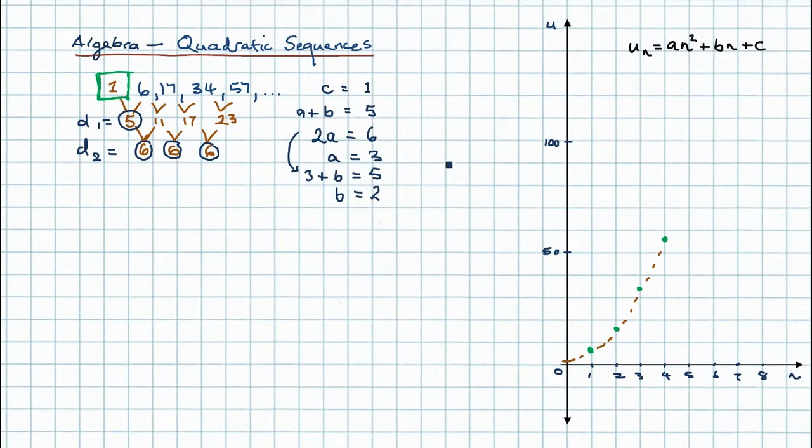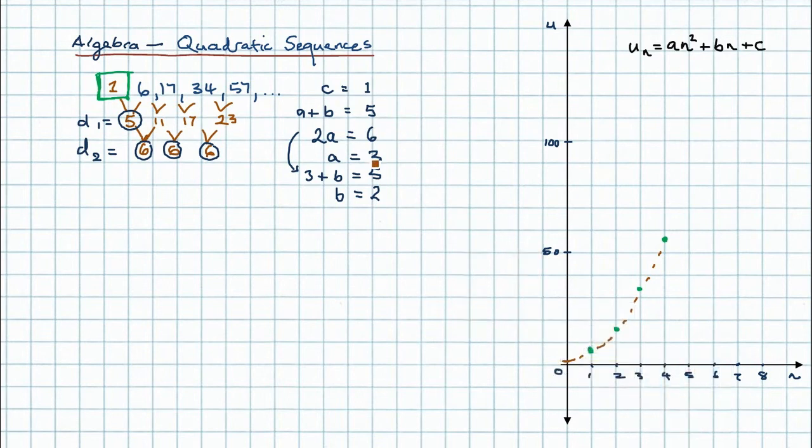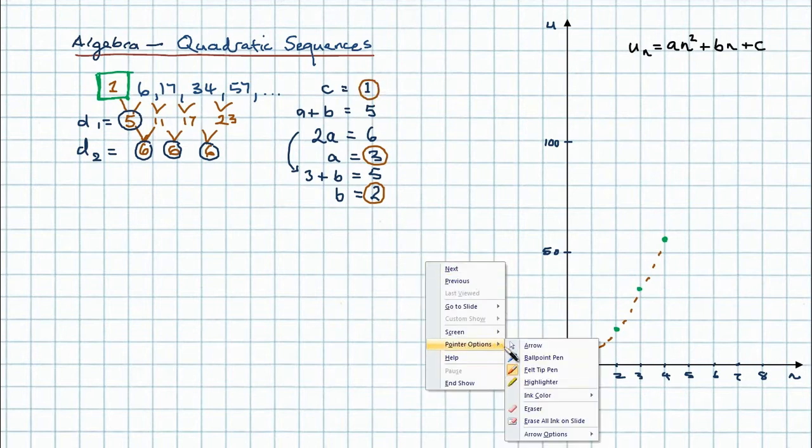We can reconstruct, if you like, what the term-to-term rule must have been that generated this sequence. So the trick is to find the 0 term, the first difference, the second difference, and then the 0 term, and that will give us a, b and c. Now what I'll do is just highlight here our a, b and c so we can see it clearly. So there's our a equals 3, our b equals 2, and our c is the y-intercept, c equals 1.